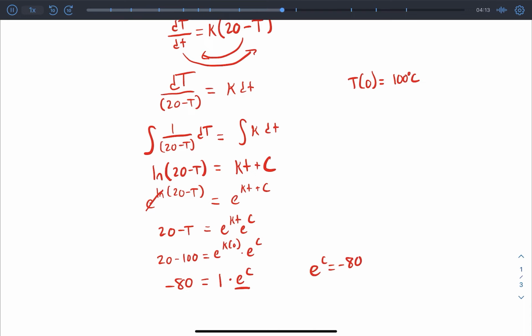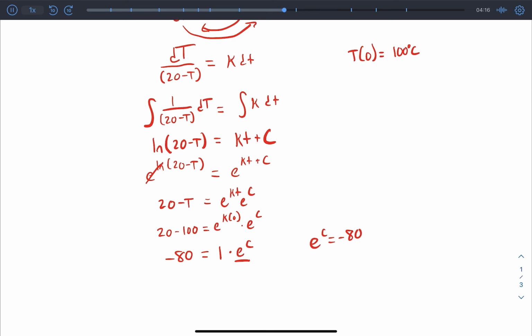And so we can rewrite that equation as T is equal to 20 plus 80 times e to the kt. Now we almost have our temperature profile of the rock. We're just missing that k term. However, thankfully, we have another initial condition. We know that at time equals 1, our rock is 90 degrees Celsius. And so we can plug that information in and solve for k.